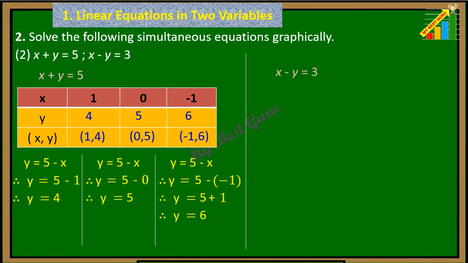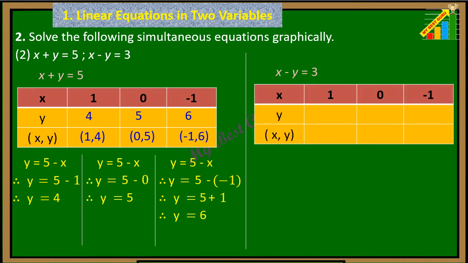Now we will go for the solution for the next equation. The next equation is x minus y is equal to 3. So the table is x, y and x comma y.